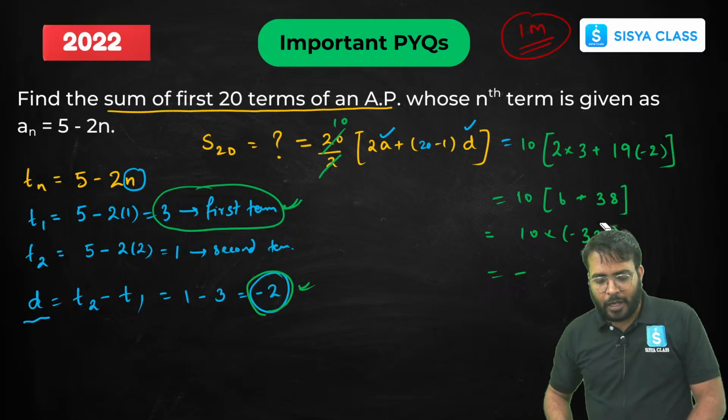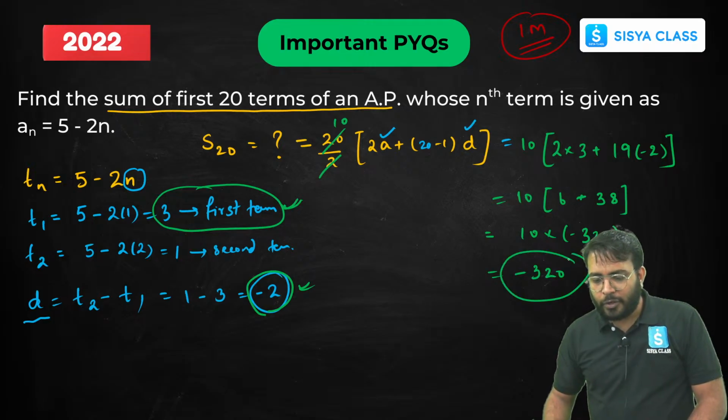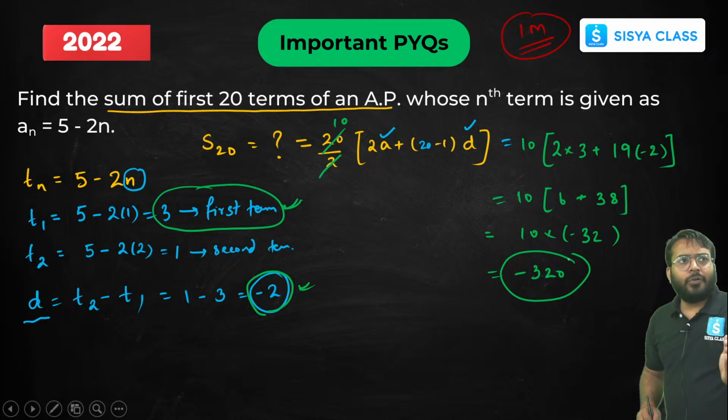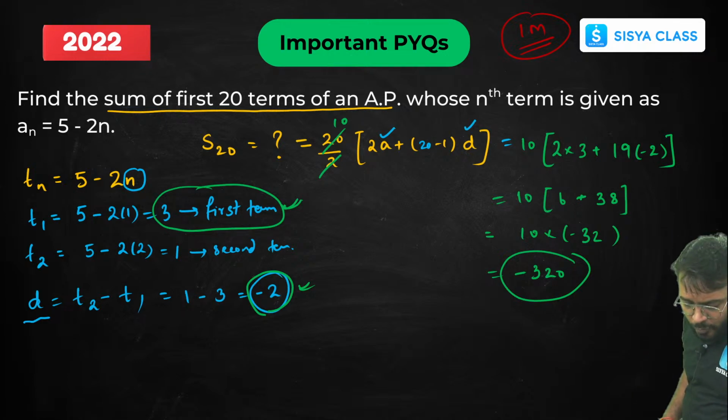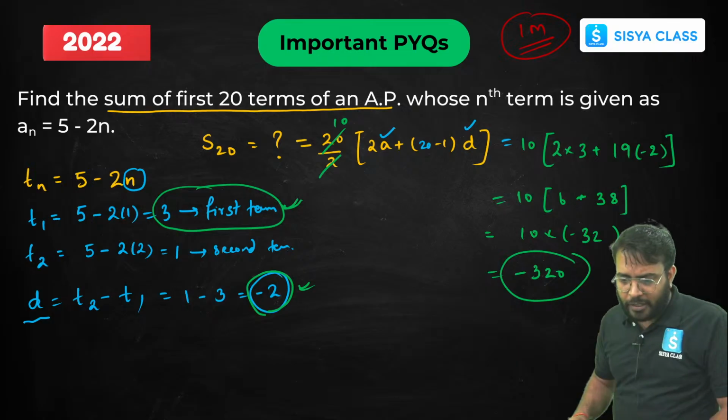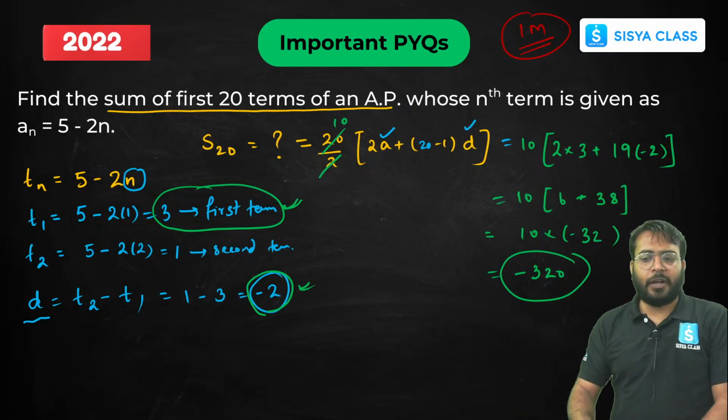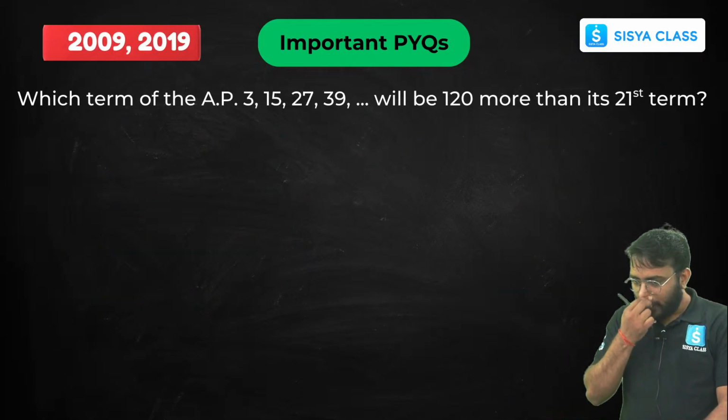Okay, fine. This is 32, and into 10 means you get minus 320. That means the sum of the first 20 terms is going to be minus 320. Got it, everyone? Are you all getting it? Okay, fine.